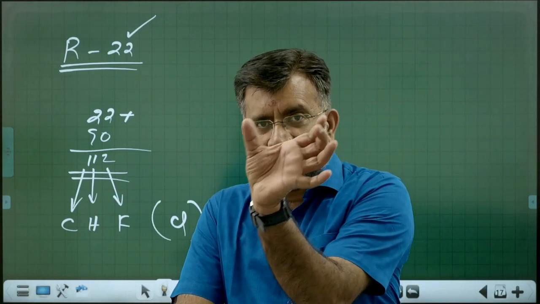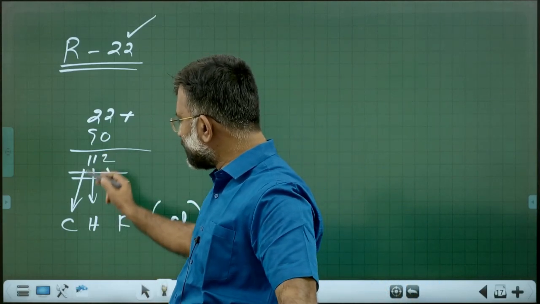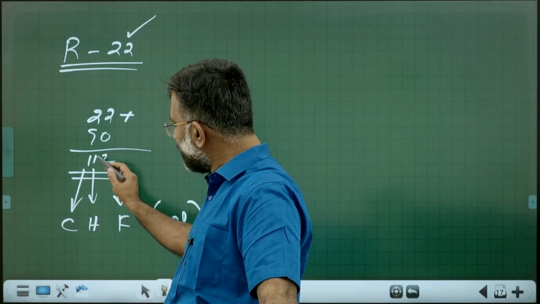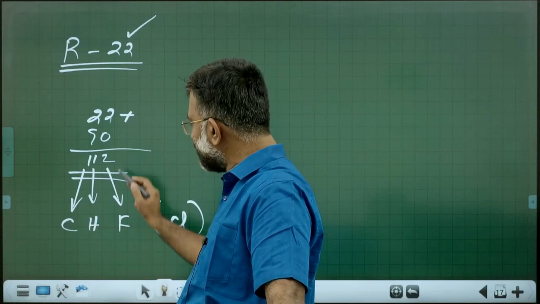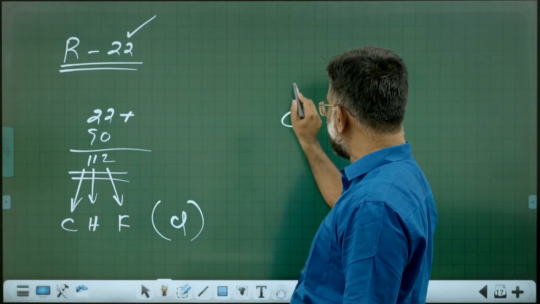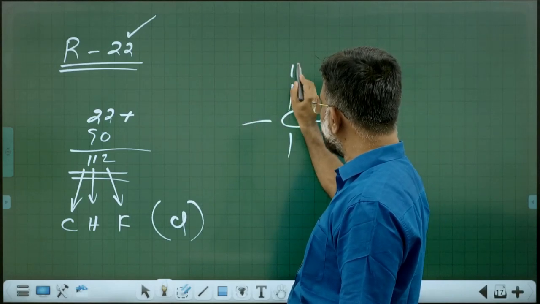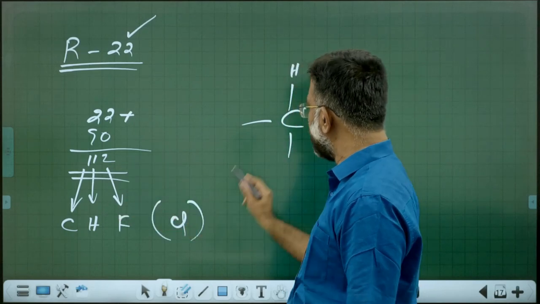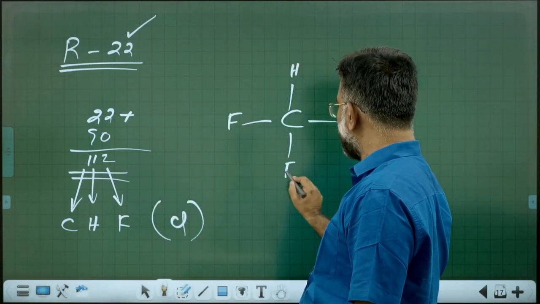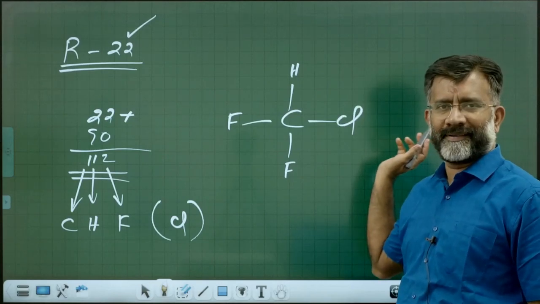If you get that number 112, the first digit, 1, stands for carbon. The second digit, 1, stands for hydrogen. The third digit, 2, stands for fluorine. That means 1 carbon, 4 valency. There is 1 hydrogen, 2 fluorine. Now 1 valency is free. That will be occupied by chlorine.